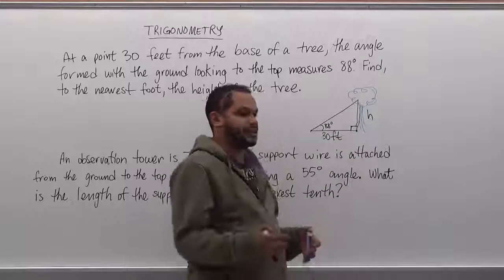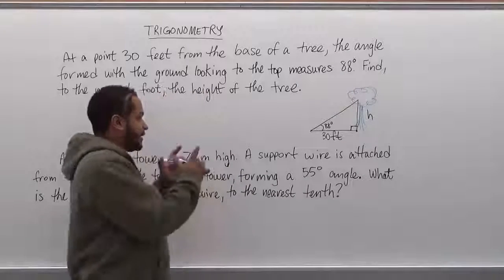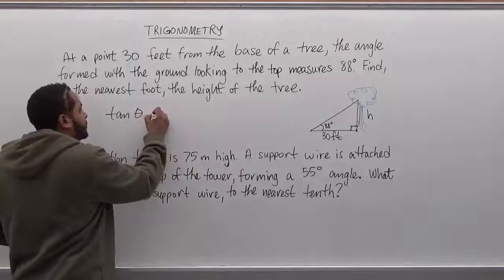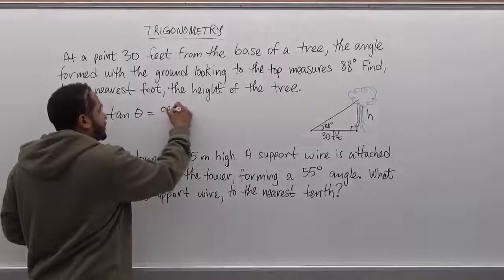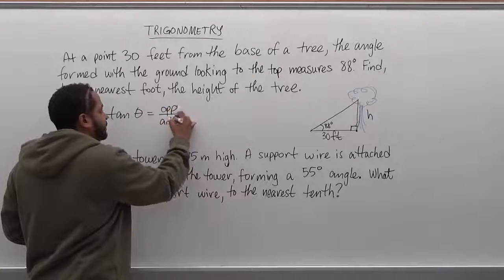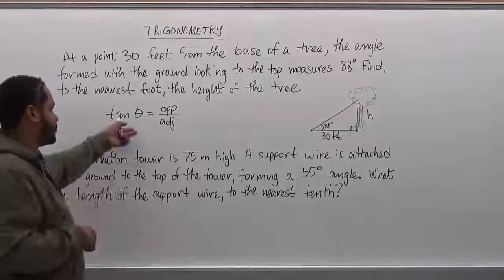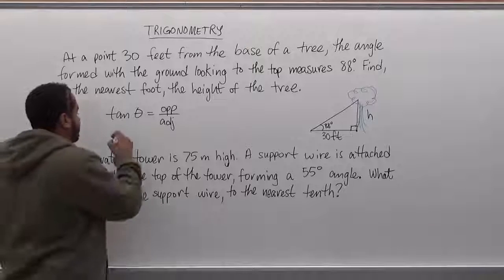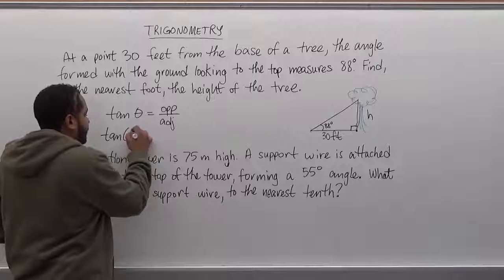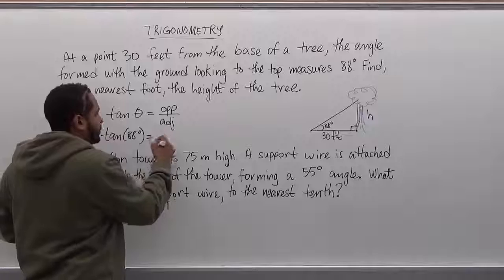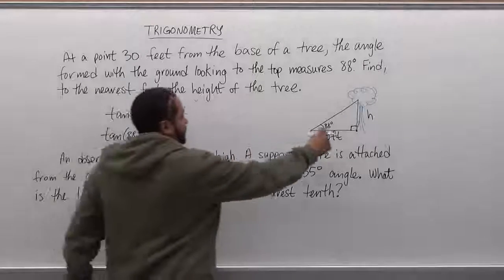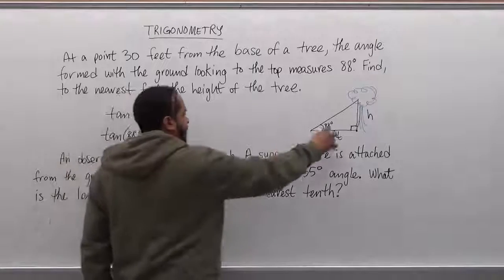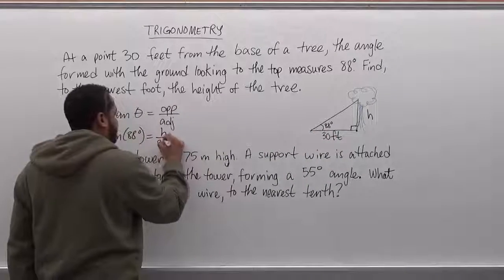So what we can use here from the term SOHCAHTOA is the tangent. And the tangent says the tangent of the angle is equivalent to the opposite side over the adjacent side. So let's set up our equation from this formula here. We know that our angle's value is 88 degrees. So we have tangent of 88 degrees is equivalent to our opposite side of the angle, H, over our adjacent side of the angle, 30 feet.